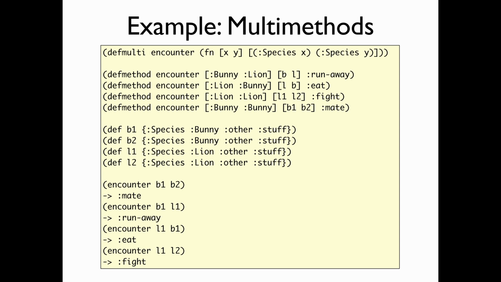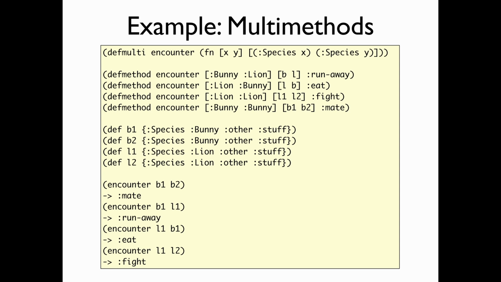They mate. Bunny meets a lion, runs away. Lion meets a bunny and has dinner. And two lions meet and they have it out. So this is a simple example, but this is an extremely general system, and it's pretty easy.